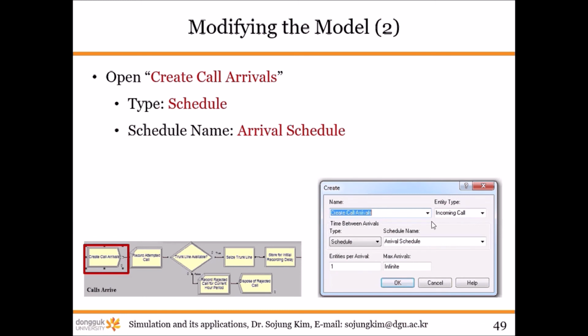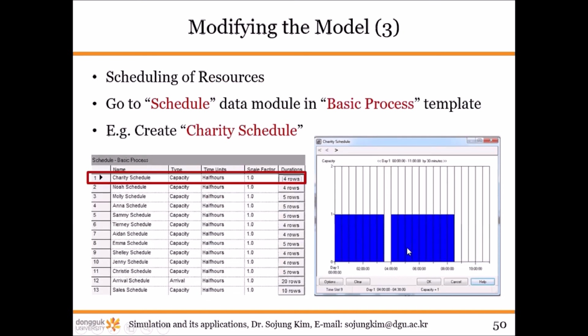Also open the create call arrivals module and change the type to schedule, so that you can use an arrival schedule. In order to schedule the resources, you go to the schedule data module in the basic process template and create the Charity schedule, NOAA schedule, Molly schedule and so on. So you need to generate the 11 plus schedules for the sales staff, and this data was also shown in the previous slide.